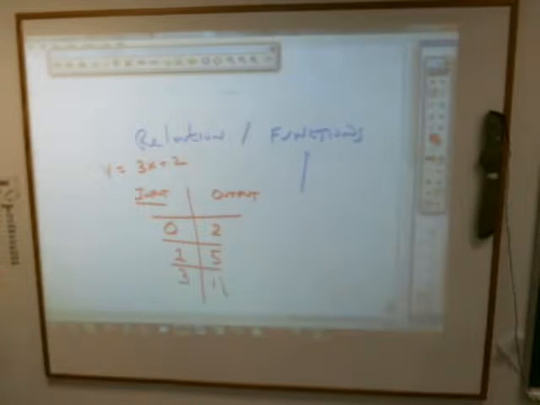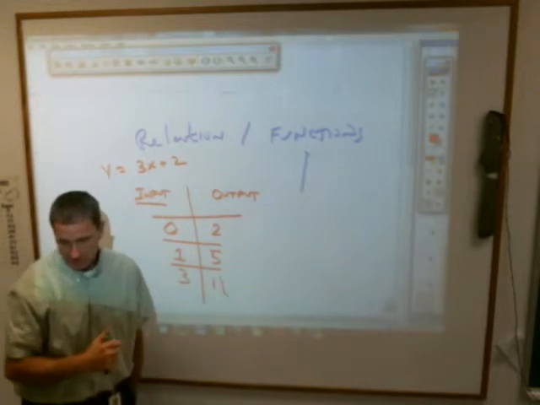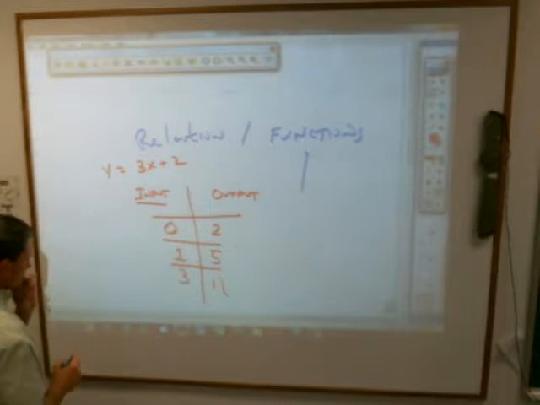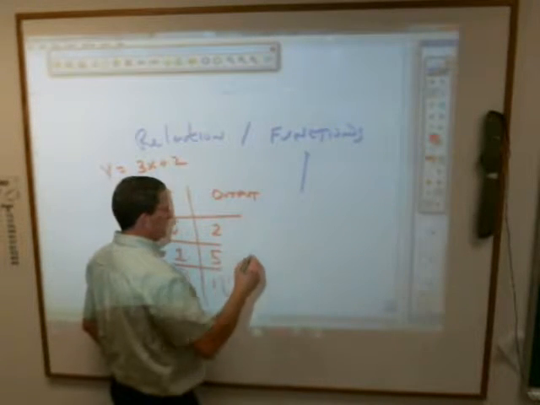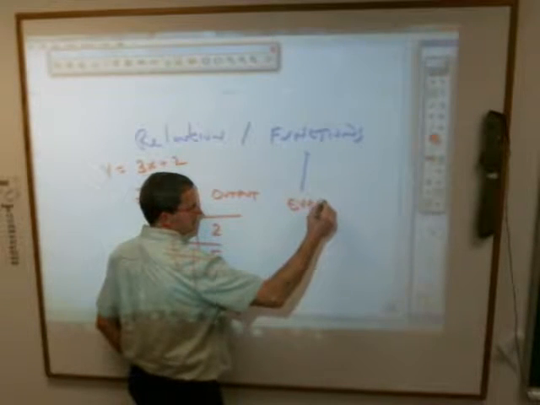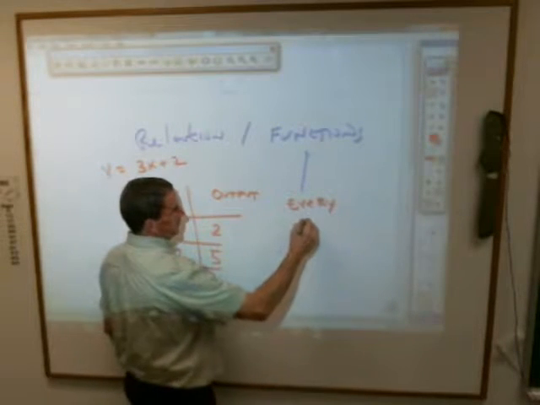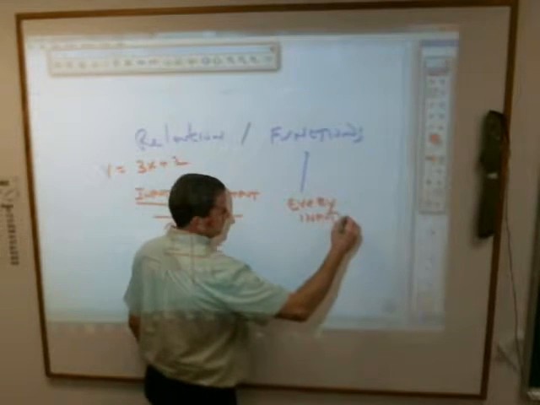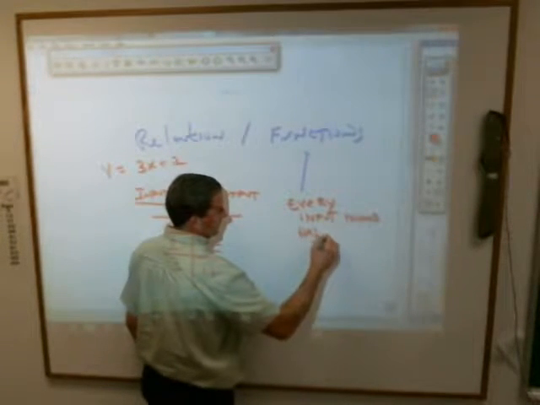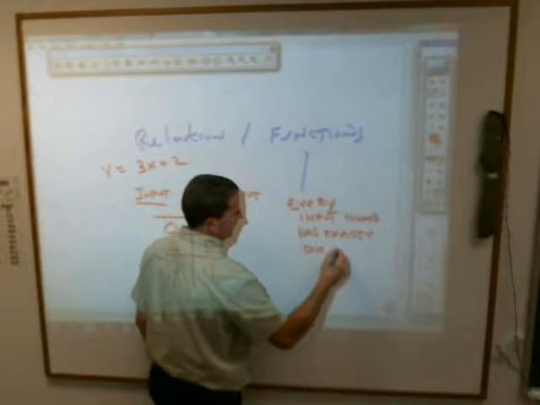For something to be a function, which is a specific type of relation, it has to be this. And I always have to look at this to make sure I get it right. Every input number has exactly one output number.